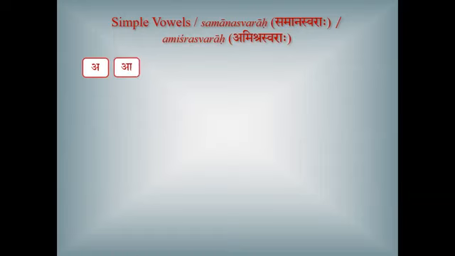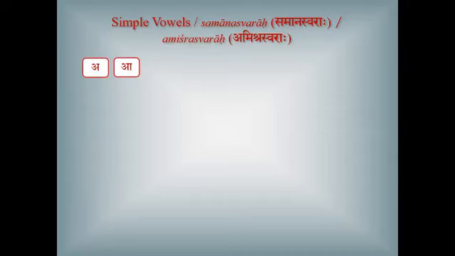The next one is a long a. What is the difference between these two? Anyone? Short and long sound. A is short. What does short mean? Matra is less. What is matra? The duration of the sound, the time taken to pronounce a letter is called a matra.